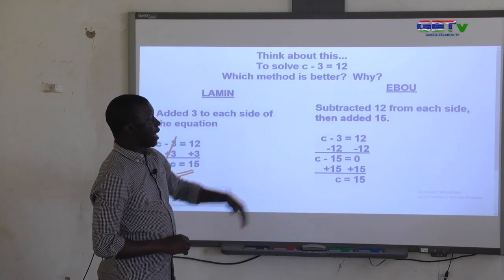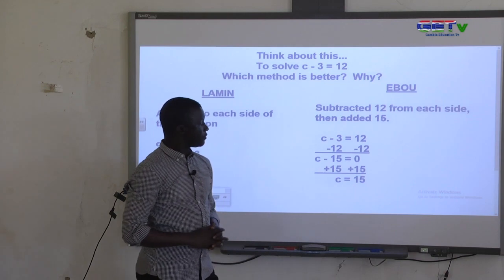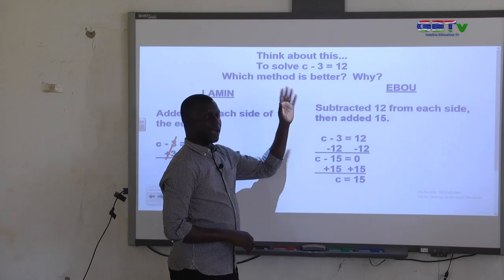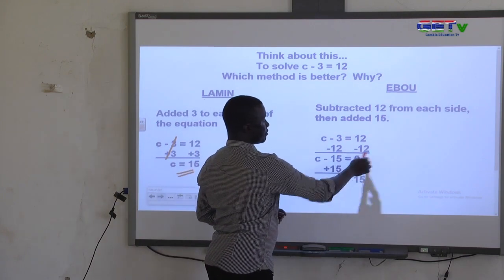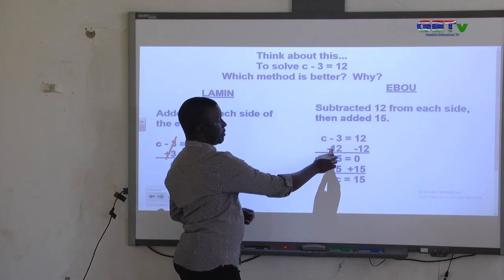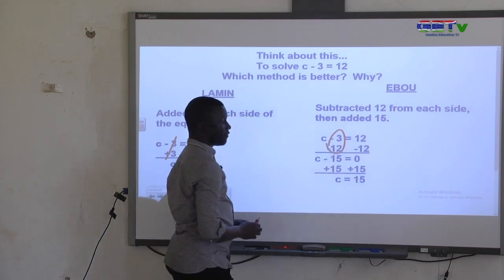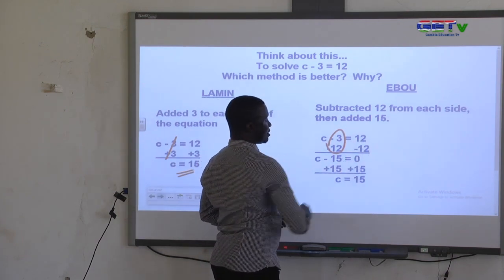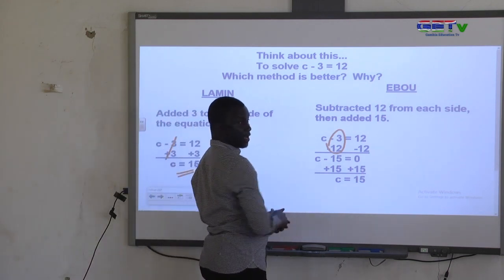And let us see Ibu's work now. They got the same equation, c - 3 = 12. Subtract 12 from each side, then add 15. Ibu subtracted 12 from each side first. So we have negative 3 minus 12, we have c minus 15. This equates to negative 15. So c - 15 = 0 because 12 minus 12 is 0. Then again, he added 15 to isolate his variable, c.